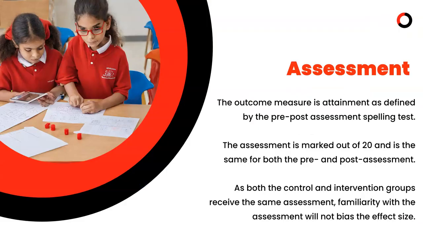Moving on to the assessment. The outcome measure is attainment as defined by a pre and post assessment spelling test. The assessment is marked out of 20 and is the same for both the pre and the post assessment. So from the words that you've selected from the 40, then select 20 of these to make up your pre and post assessment and use exactly the same words for your post that you have for your pre. As both the control and the intervention groups receive the same assessment, familiarity with the assessment does not bias the effect size.